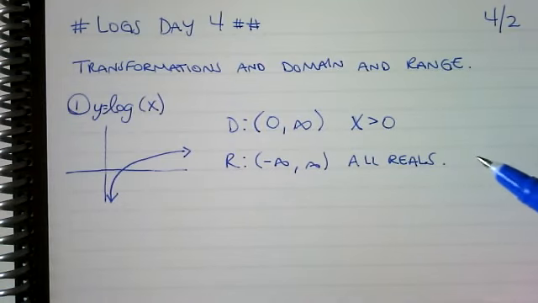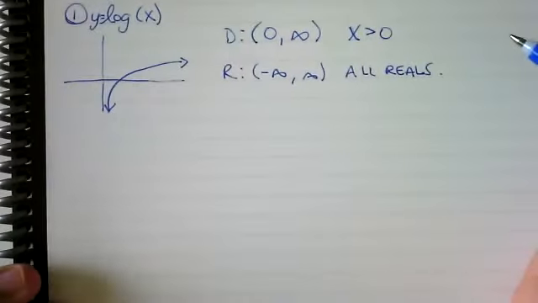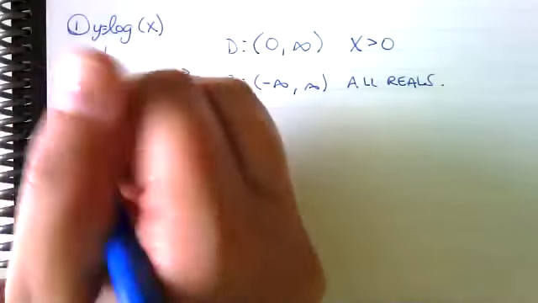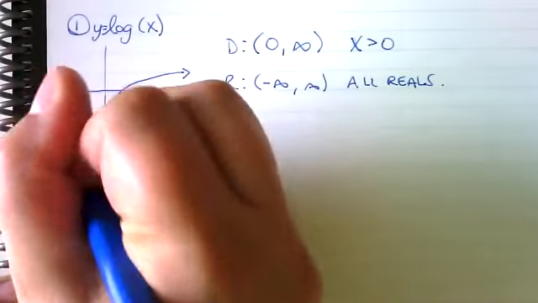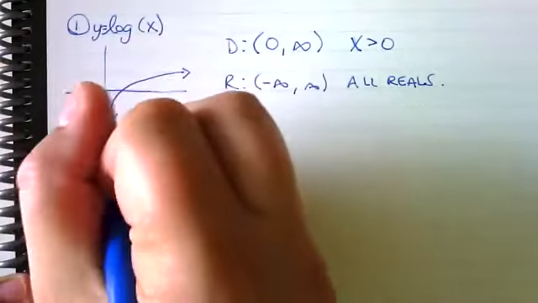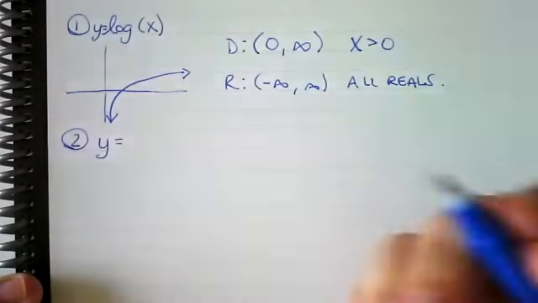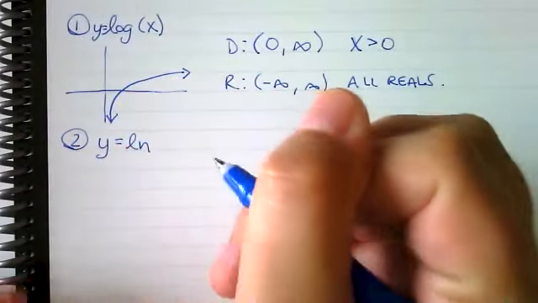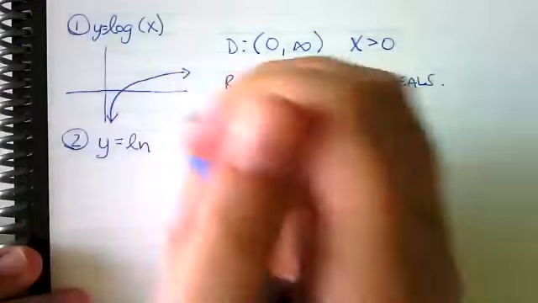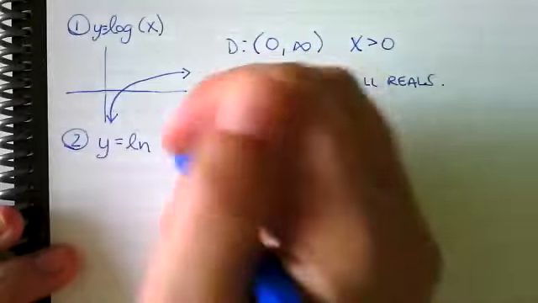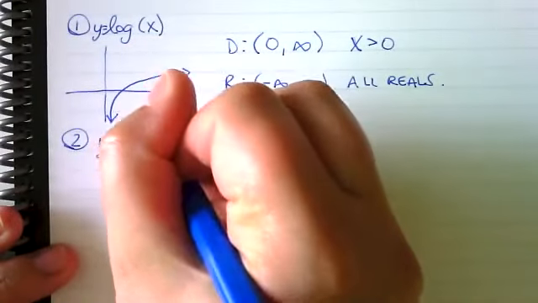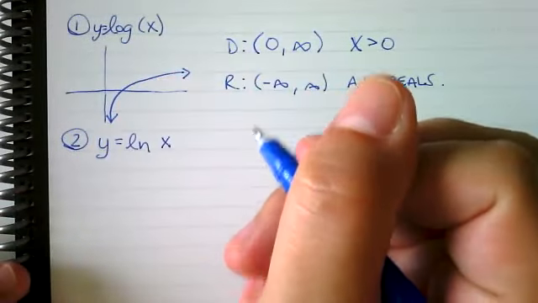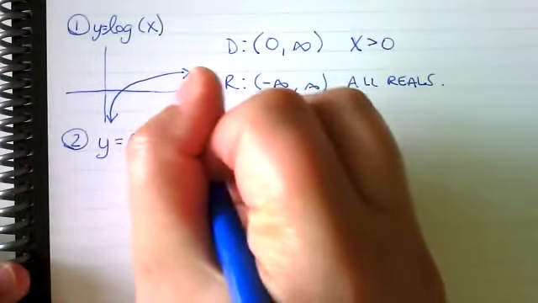So for our first question here, we're going to first describe our transformations, and then we're also going to state our domain and our range. If I use a natural log or just log, it does not matter since we're talking about the transformations. We're talking about the differences from what we started from.